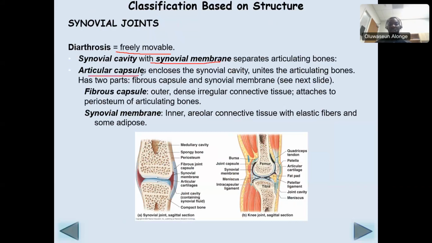All right. Now, the articular capsule encloses the synovial cavity and it helps in uniting bone together. It has two parts. It has a fibrous capsule and the synovial membrane. Now, the fibrous capsule is the outer membrane there. So when you look at the capsule, you see the fibrous joint capsule. This is the outer one. Then you see the inward one, which is the synovial membrane right inside there. It's made up of areolar connective tissue, some elastic fibers, and some adipose tissue as well.